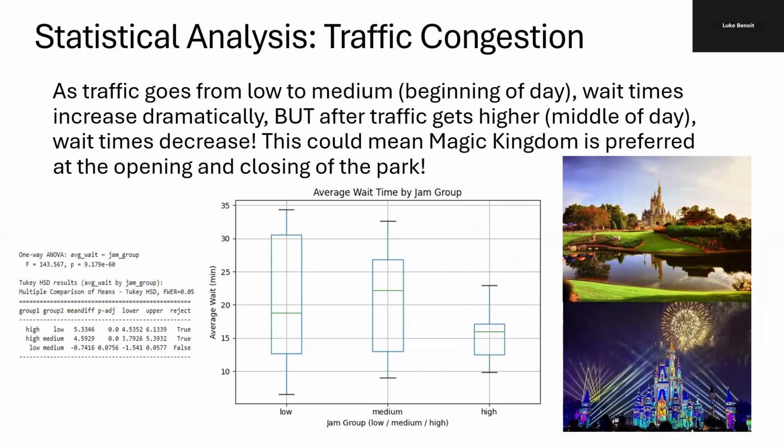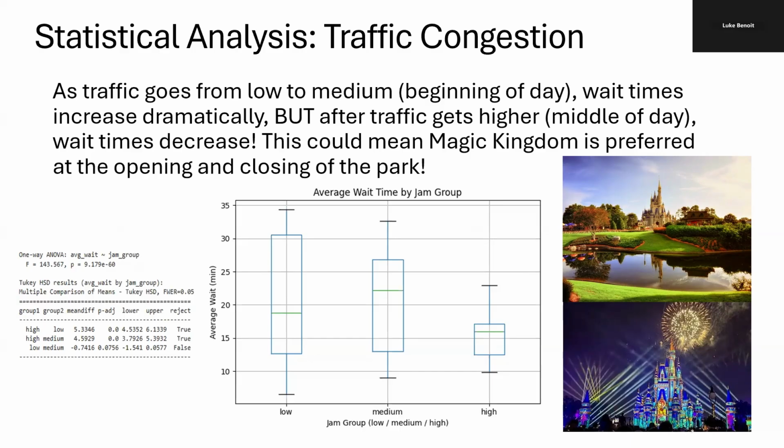Additionally, we found a very interesting yet very real situation with the traffic congestion. What we see specifically for Magic Kingdom is that as the traffic goes from low to medium, the average wait time goes up. At the same time, as the traffic gets higher, so within the day, as more people are coming to the Disney World area, the wait times actually go down. And afterwards, once people start to leave the park, they come back to Magic Kingdom.